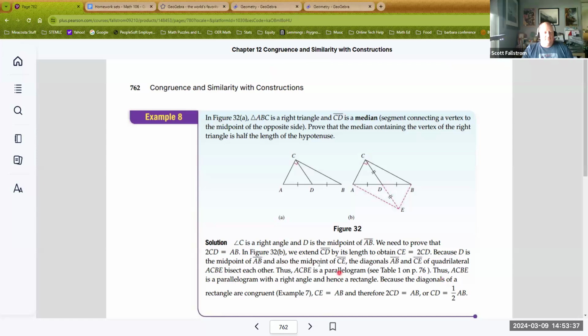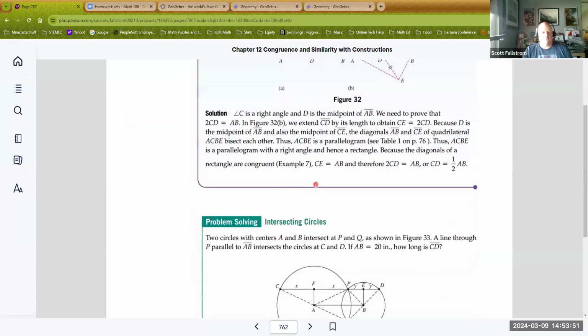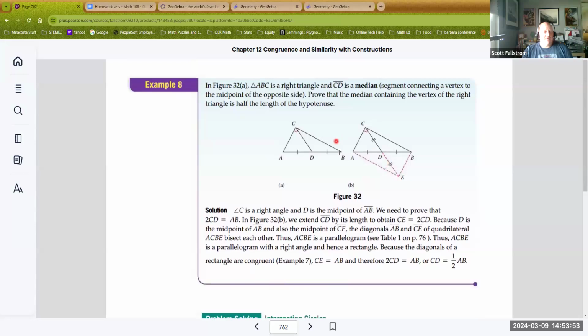Yeah, I think that's it. They do talk, I mean, there's a new term here called a median. A median does cut something in half, but what it does is it connects a vertex to the midpoint that's opposite to that one. Okay. And really all they're showing you here is they're saying prove the median contains the vertex of a right triangle that is half the length of the hypotenuse.